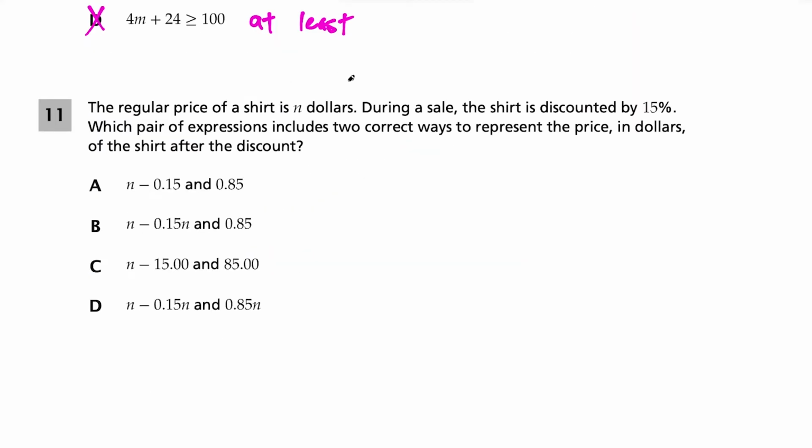Question 11, the regular price of a shirt is N dollars. During a sale, the shirt is discounted by 15%. Which pair of expressions includes 2 correct ways to represent the price in dollars of the shirt after the discount? So for this one, we have to know how to convert 15% into a decimal. So 15% means 15 out of 100, and 15 out of 100 could be expressed as a decimal if we write 0.15. This means 15 hundredths.